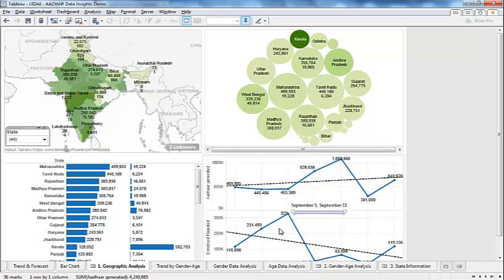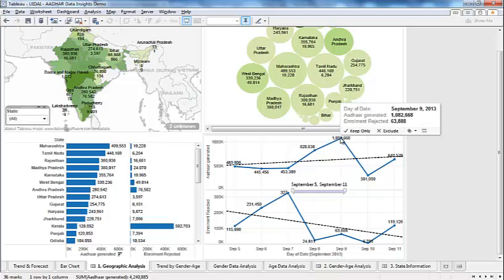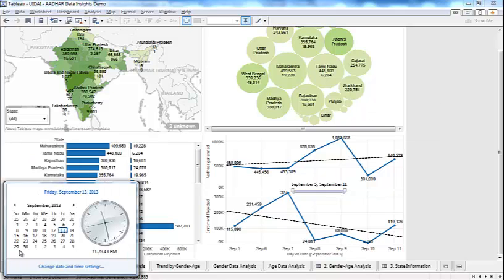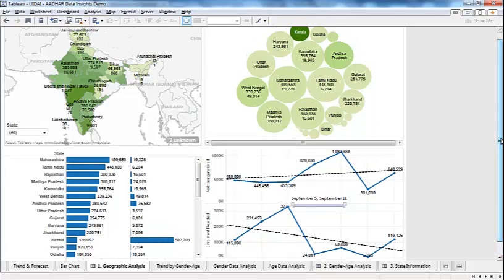On the bottom half, we can see a trend for the period 5th September to 11th September. So the interesting trend to notice here is that the number of cards generated is peaking on 9th September. 9th September being a Monday, and it's dropping on the next day, that is September 10. We can use this trend analysis to see if there is a pattern to it.